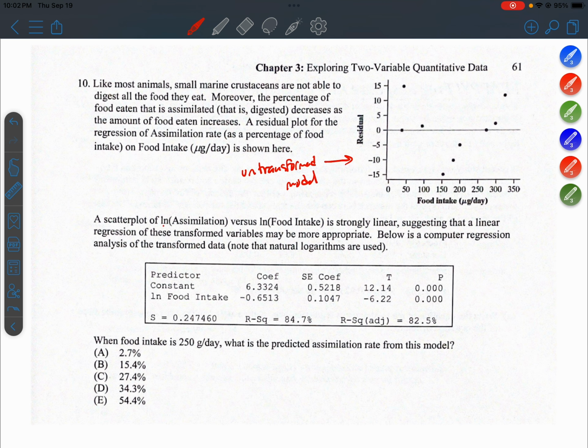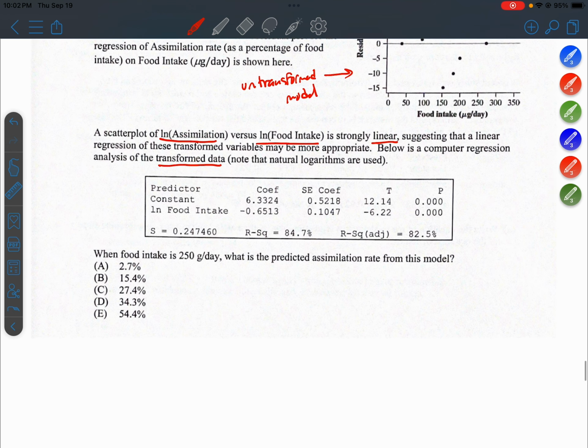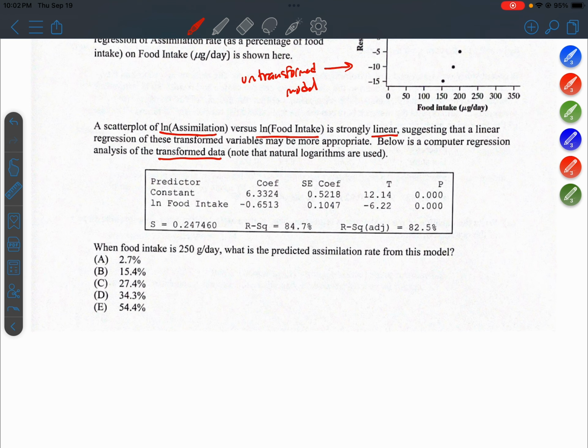Now they're saying that when we transform both variables with natural log, we get a scatter plot that's linear. Below is a computer regression analysis of the transformed data. Note natural logarithms are used. So this is our intercept, this is our slope, this is our response, and that's our explanatory.